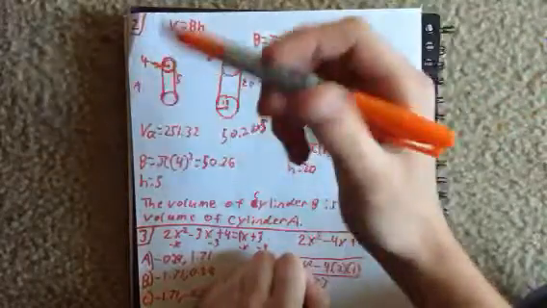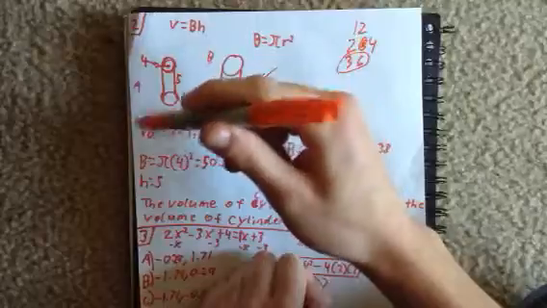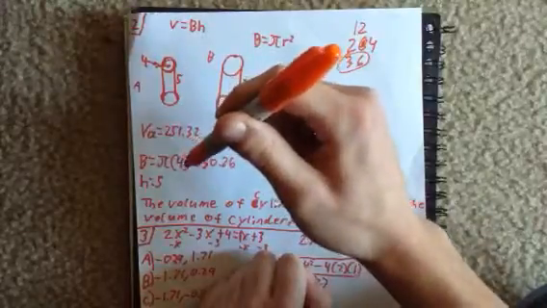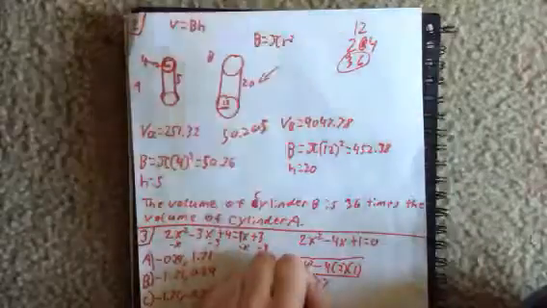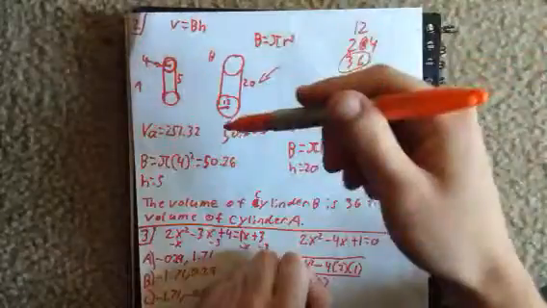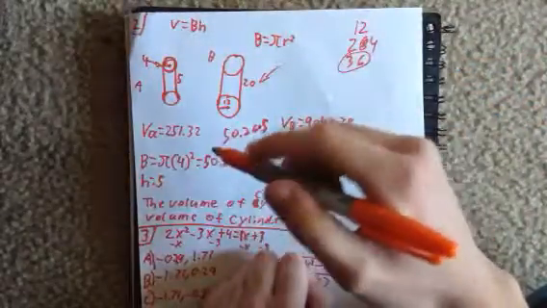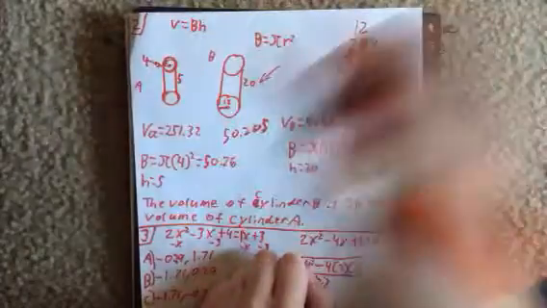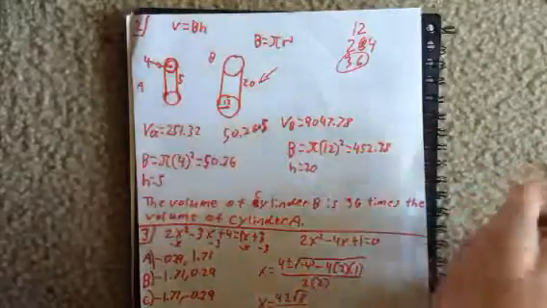To find the volume of cylinder A, what we want to do is find the base. So plug in 4 for the radius. 4 squared, 4 times 4 equals 16. 16 times pi equals 50.26. Then we need to multiply that by 5. 50.26 times 5 equals 251.32.